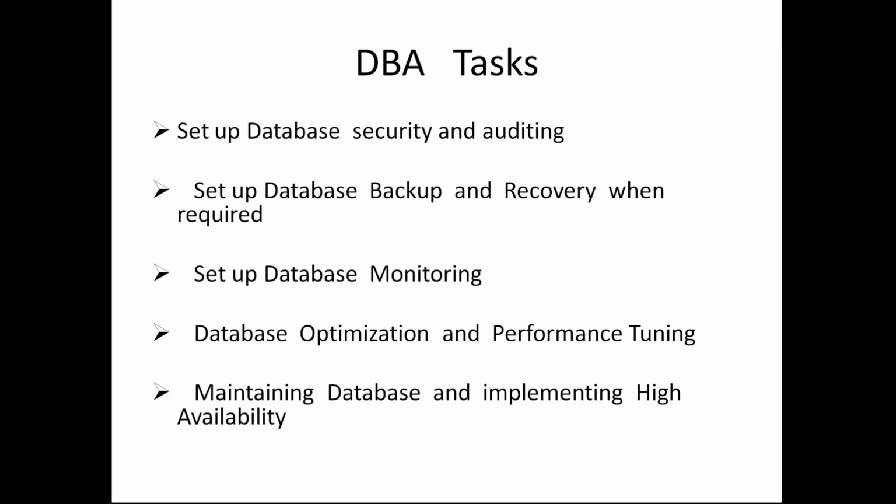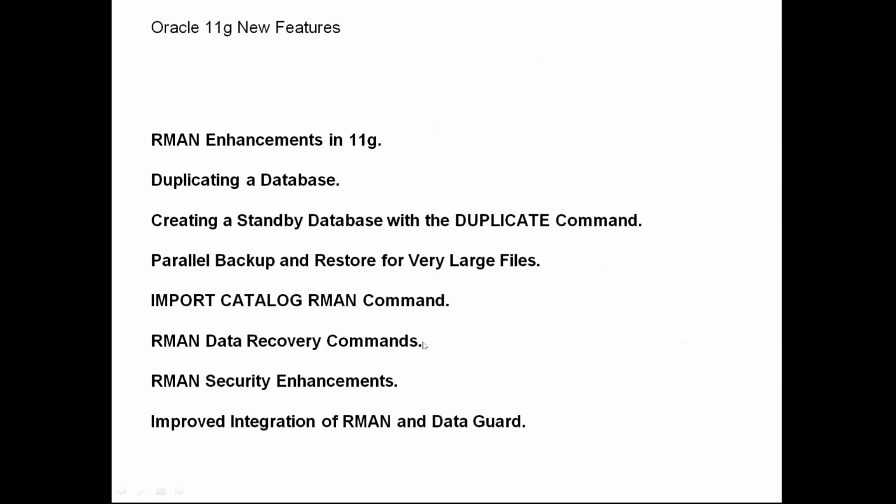And performance tuning means improving the performance. Then maintaining the database and implementing high availability. I have to maintain the database, and high availability means the other nodes: if one node is repaired or corrupted, one more node should be there. So we are not relying on a single point of contact. We maintain other nodes at the database level or at the machine level as well. So these are the DBA tasks.